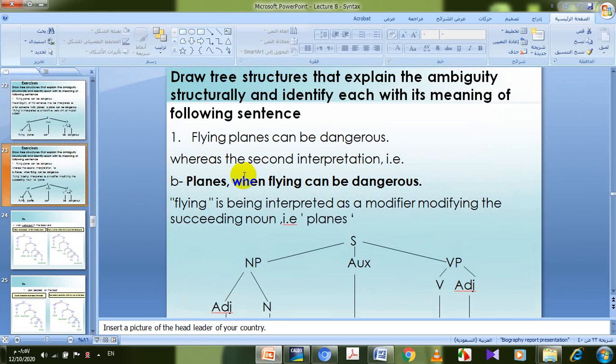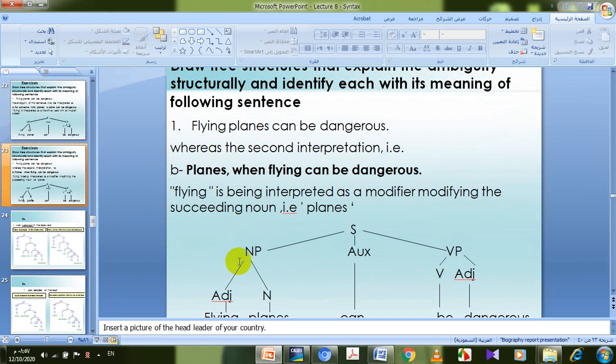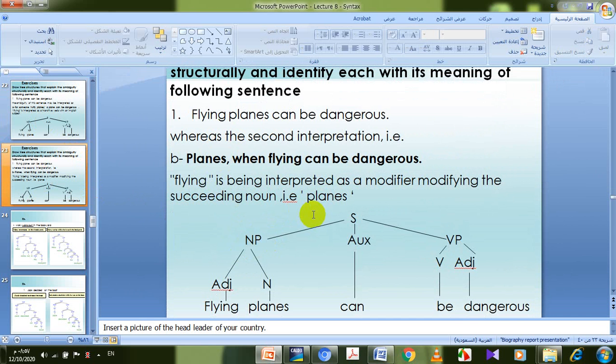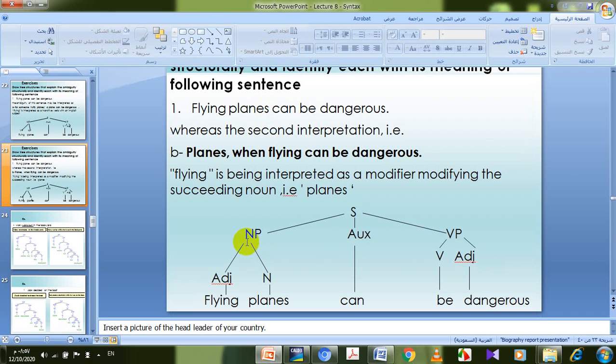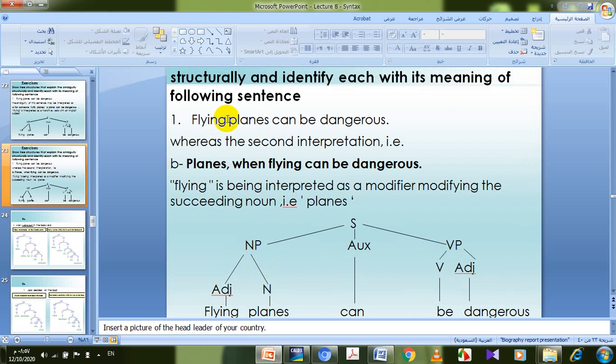So the interpretation must be different here. Noun phrase, auxiliary, verb phrase. The noun phrase is flying planes, because this is an adjective. This is an adjective, flying planes.